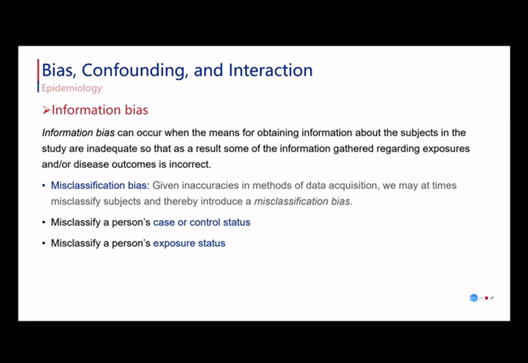Another possibility is that we may misclassify a person's exposure status. We may believe the person was exposed when the person was not exposed. Or we may believe that the person was not exposed when, in fact, exposure did occur. If exposure data are based on interviews, for example, subjects may either not be aware of their exposure or may erroneously think that it did not occur. If ascertainment of exposure is based on old records, data may be incomplete or inaccurate.